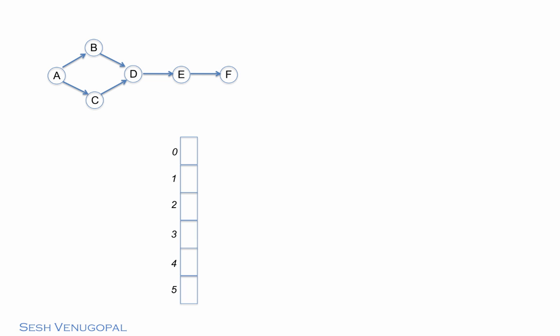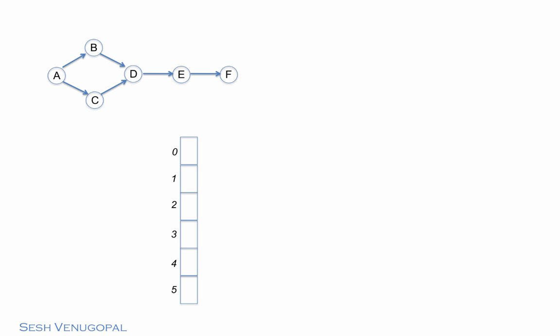The array has six places for the six vertices. The vertices are numbered 0 through 5. The numbering is arbitrary in that any vertex could get any number between 0 and 5. Here, I have chosen to number the vertices in alphabetical order for ease of correlating.